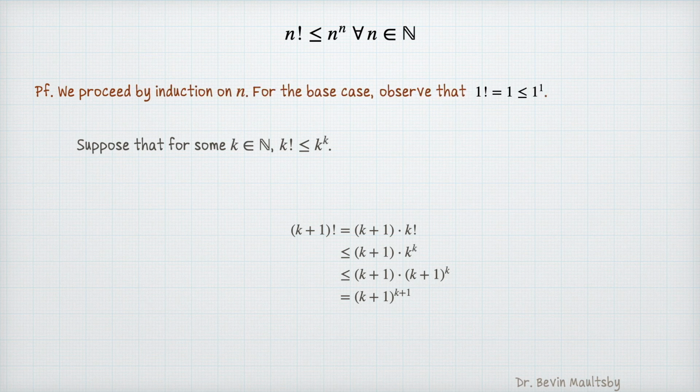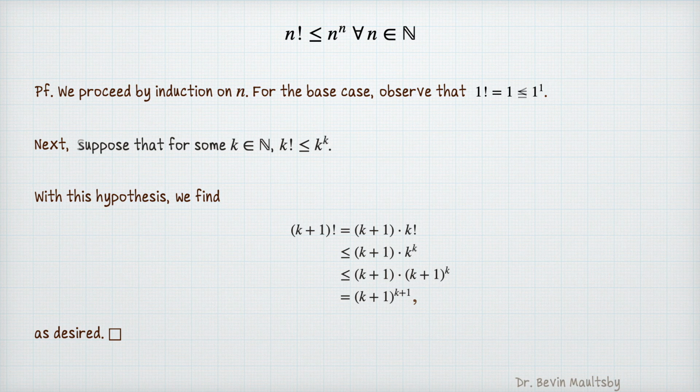So once again, we proceed by induction on n. For the base case, 1 factorial is less than or equal to 1 to the 1. The base case is almost always a trivial statement like this, but include it. It's important that you establish that the statement is true for the bottom rung of your ladder. Next, we show that we can start climbing the ladder. So I want to suppose that for some natural number k, k factorial is less than or equal to k to the k. And then using this hypothesis, we find, and then I include my algebra.